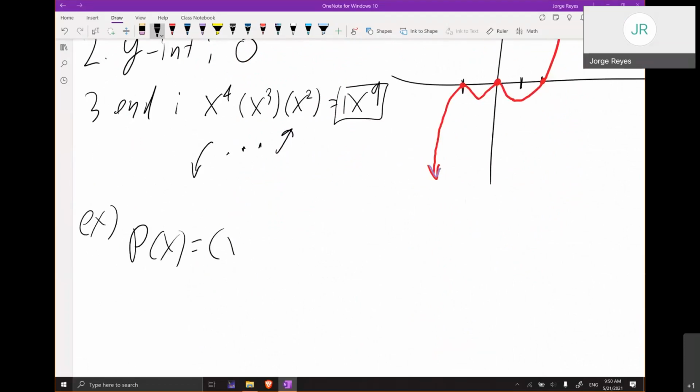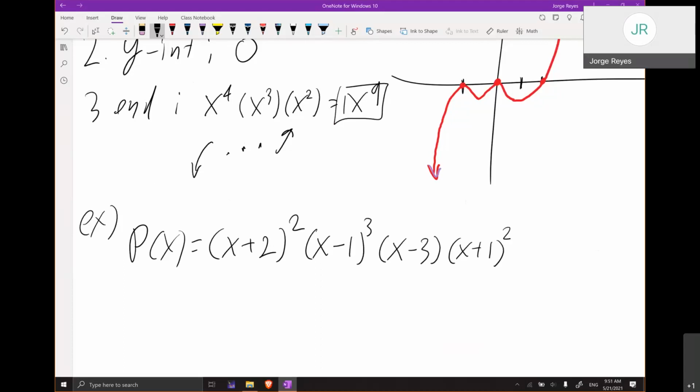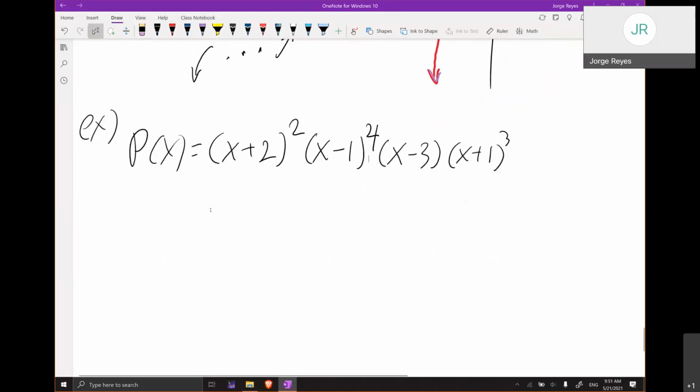So here I'm going to have an x plus 2 squared, x minus 1 cubed, x minus 3, and let's do another x plus 1 squared. No, let's make this one 3, and let's make this one like a 2 or a 4. There we go. I have no idea what this is going to look like.